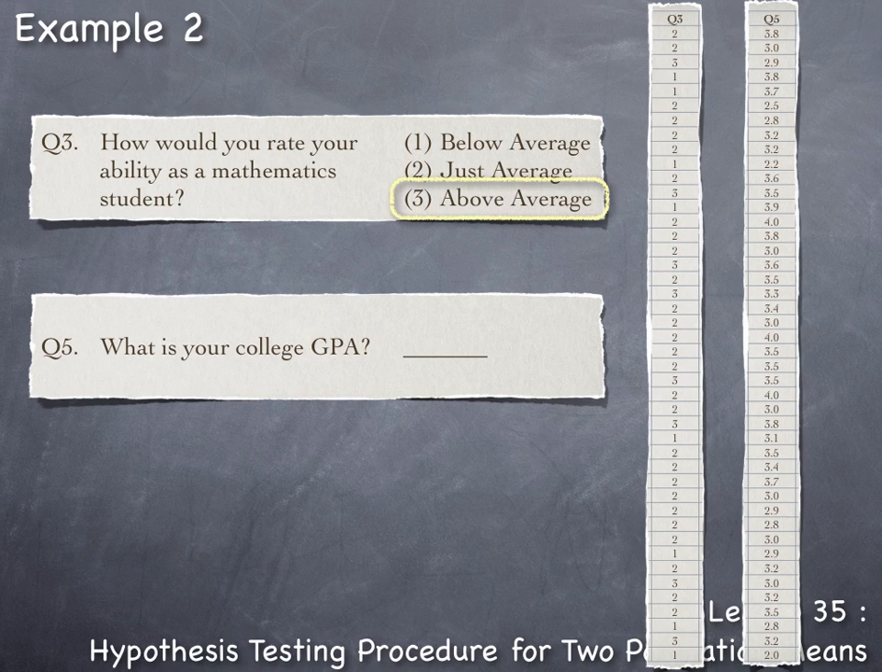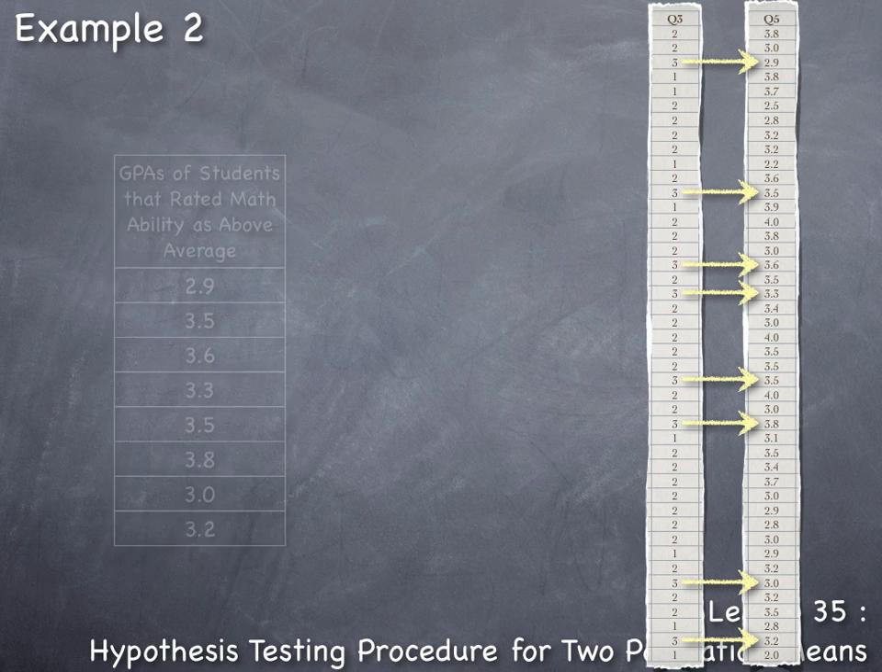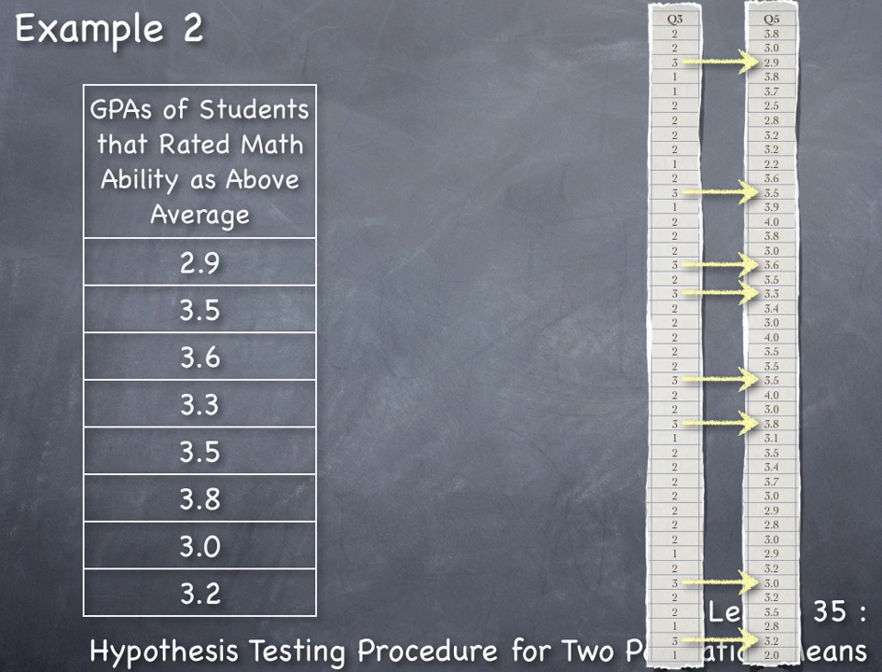So as we look up all the students who rated their math ability as above average and look up their corresponding GPAs under question 5, we get the following results. Recording these results, we find that the GPAs of students that rated their math ability as above average were 2.9, 3.5, 3.6, 3.3, 3.5, 3.8, 3.0, and 3.2.